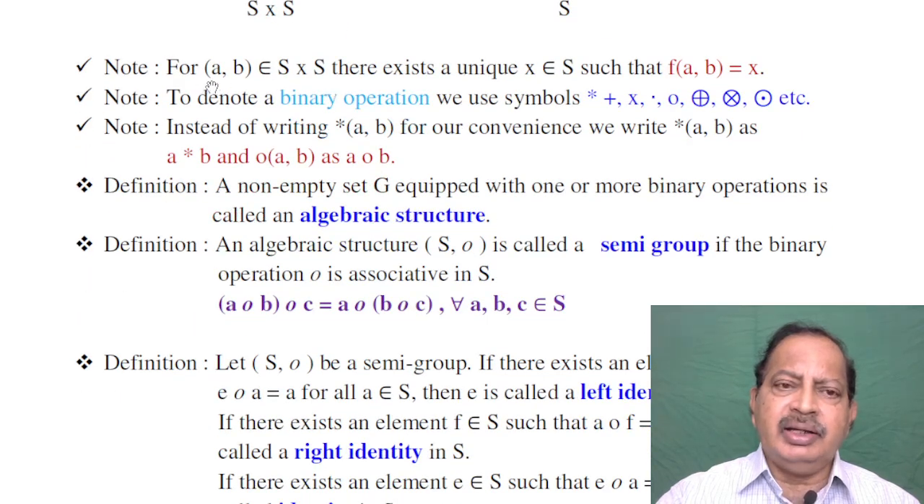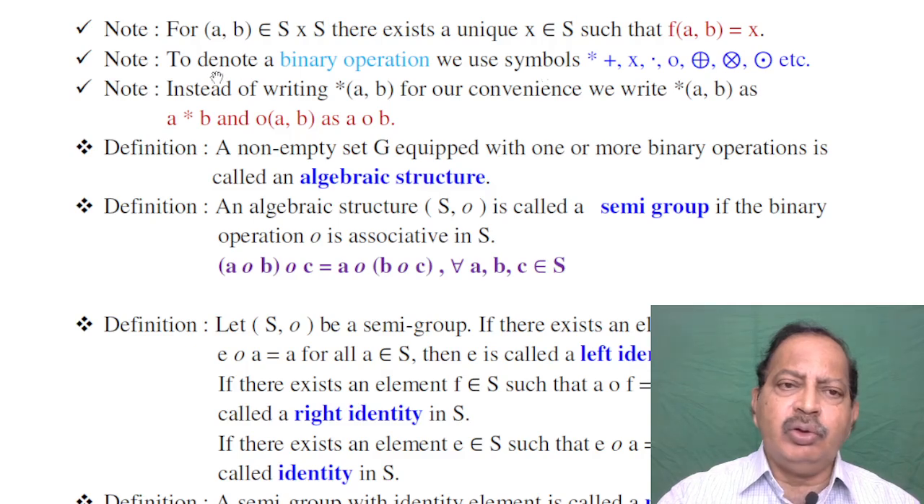And we note some important points regarding this binary operation. For the bracket (a, b) belonging to S cross S, there exists a unique x belonging to S such that f of (a, b) is equal to x. So from the definition of a function, we are remembering this point here. There is a unique image. x is called the image, and in the definition of a function, we know that the image is unique. f of (a, b) is equal to x, and x belongs to S is a unique element.